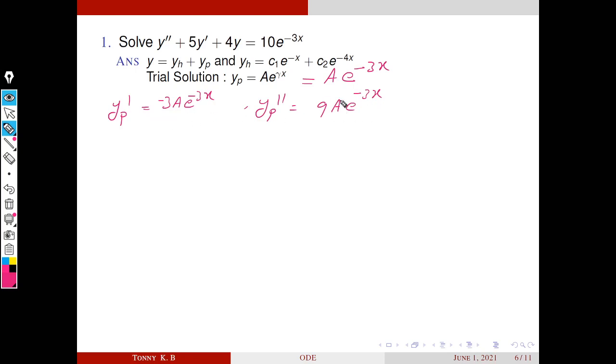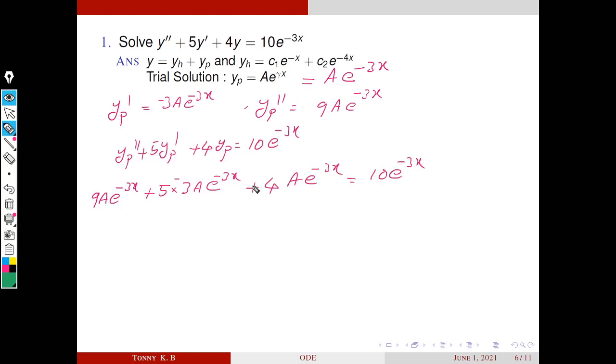Next we have to substitute all these yp, yp dash, yp double dash in this equation because our solution should satisfy the given ODE. So by substituting these derivatives, our equation becomes yp double dash plus 5 yp dash plus 4 yp equal to this one. And what is yp double dash? This is our yp double dash, so 9A e raised to minus 3x plus 5 times yp dash, that is minus 3A e raised to minus 3x, plus 4 times yp, that is A e raised to minus 3x, is equal to 10 e raised to minus 3x.